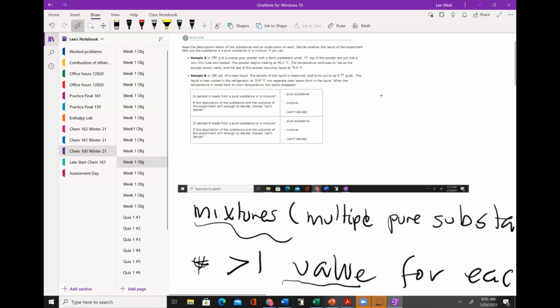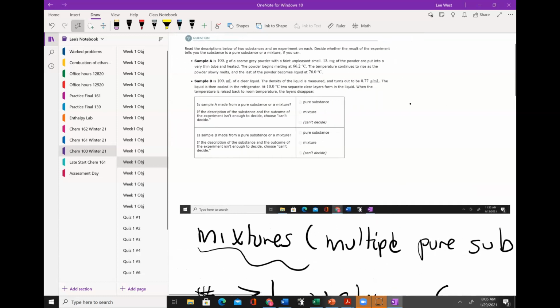So let's have a look at some of these examples here. It says sample A is 100 grams of a coarse powder with a faint, unpleasant smell. 15 milligrams of the powder are put into a very thin tube and heated. The powder begins to melt at 66.2 degrees Celsius. The temperature continues to rise until the powder slowly melts and the last of the powder becomes liquid at 76 degrees Celsius. So instantly, it's a mixture because there isn't just one melting point.